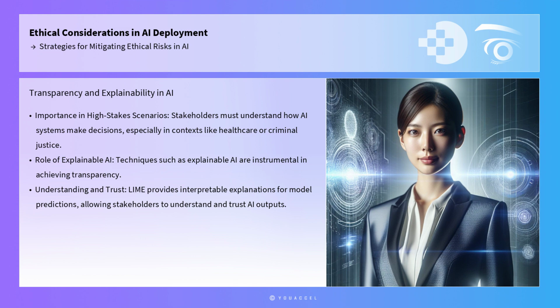Transparency and explainability are also critical in mitigating ethical risks in AI. Stakeholders must understand how AI systems make decisions, especially in high-stakes scenarios such as healthcare or criminal justice. Techniques such as explainable AI are instrumental in achieving transparency. XAI involves developing models that are inherently interpretable or using post hoc explanation techniques to clarify how complex models arrive at specific decisions. For example, LIME is a popular XAI tool that provides interpretable explanations for model predictions, allowing stakeholders to understand and trust AI outputs.